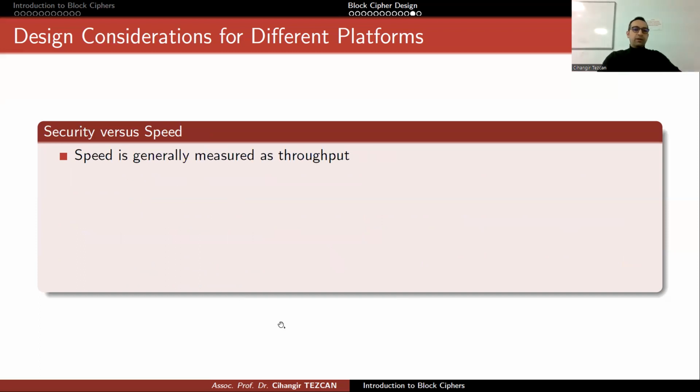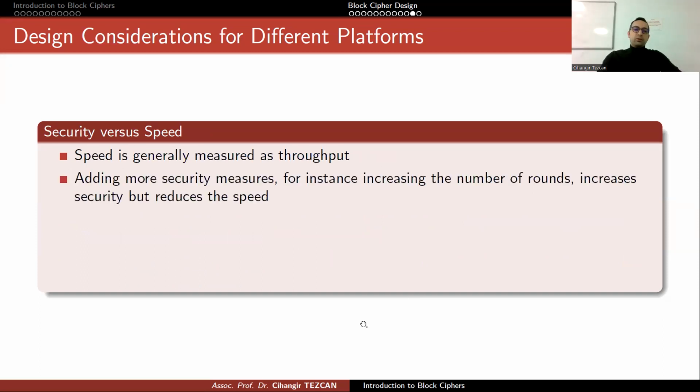Speed versus security. Speed is generally measured as throughput. Adding more security measures, for instance, increasing the number of rounds, increases security, right? Because you are adding more confusion and diffusion, but it reduces the speed. So you are trying to find a sweet spot so that the algorithm is both secure and fast.